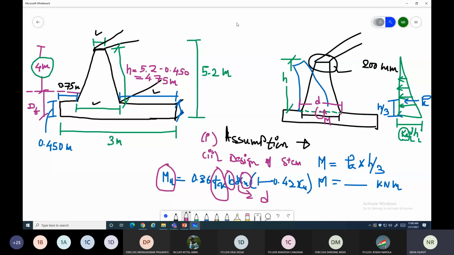Because your stem is like this, okay, so you will get its width from here. So this is the second way to find the width of this bottom part of your stem. So we will do both parts. First part will take directly the assumption, and in the second part we'll do this second exercise also. So whichever is convenient to you, you can use.